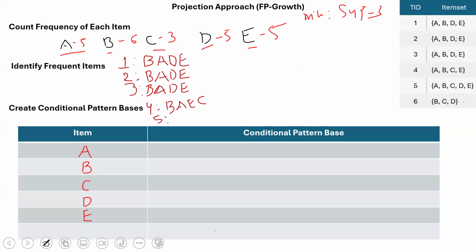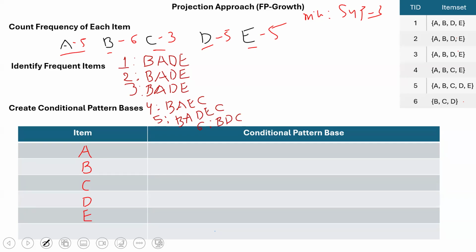What about the fifth transaction? B, A, D, E, C, right? B has 6, A has 5, D has 5, E has 5, C has 3. So C goes to the end. What is the sixth transaction? The sixth transaction is B, D, C. Now we have rearranged all the transactions in descending order.